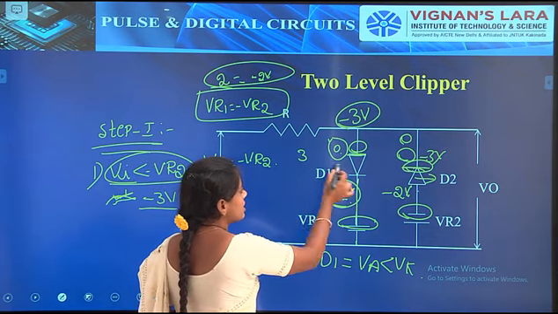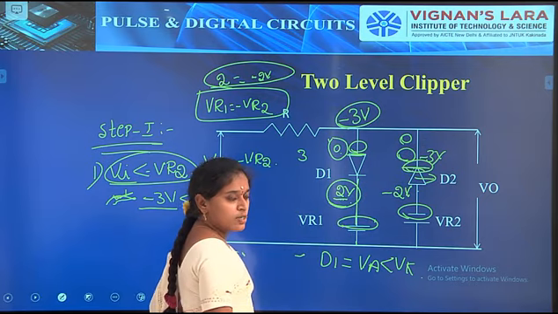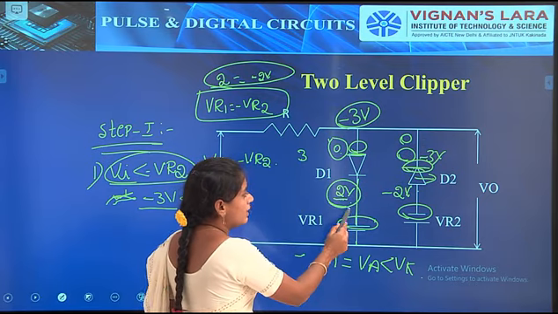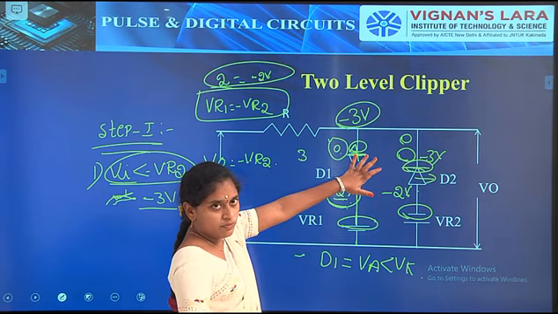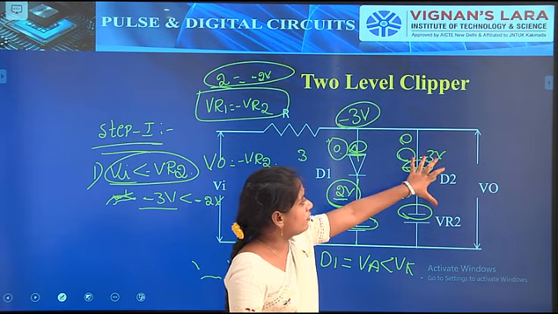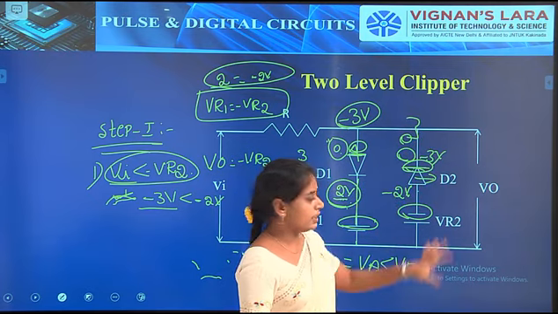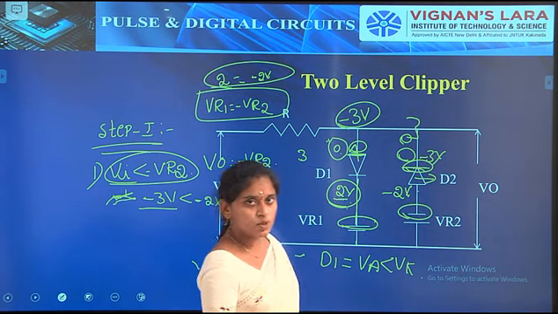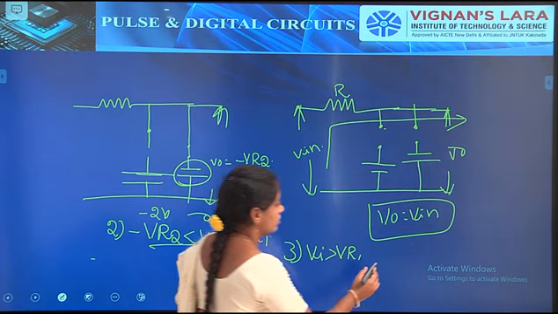So when 3 volts is applied to the anode of diode D1 as well as the cathode of diode D2, then what happens? 3 and 2 volts. Obviously the anode will be greater than the cathode of diode D1. Then diode D1 becomes on condition. And here we apply 3 volts, that is the cathode will be greater than the anode. Then what happens? Diode D2 becomes off condition.